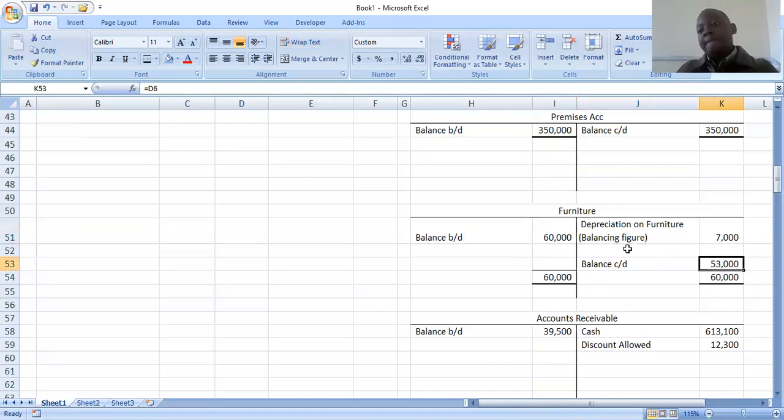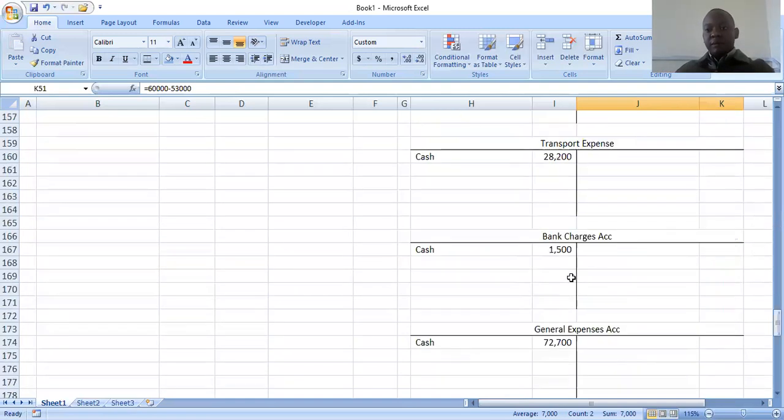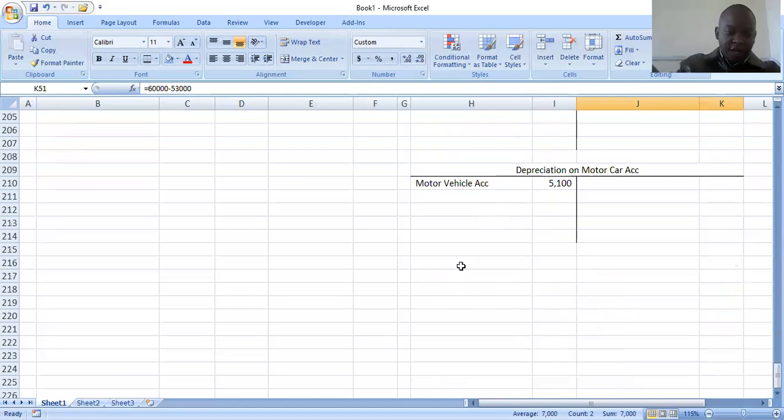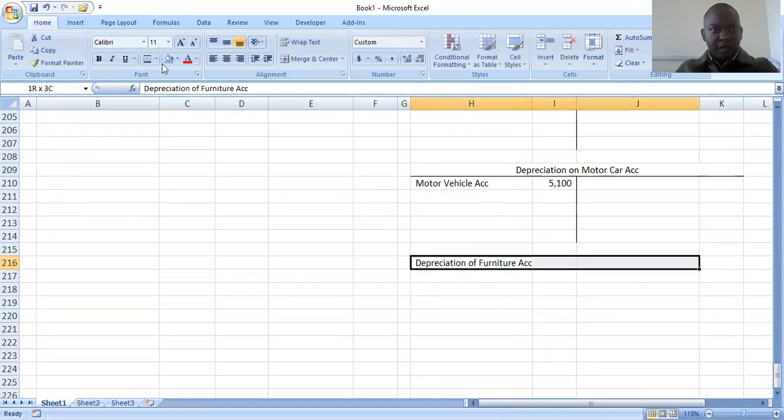So this depreciation on furniture is on the credit side in the furniture account, so there has to be a debit. The debit should therefore be in the depreciation on furniture account, which should be debited, being an expense. So therefore, you can create an account for depreciation on furniture account.